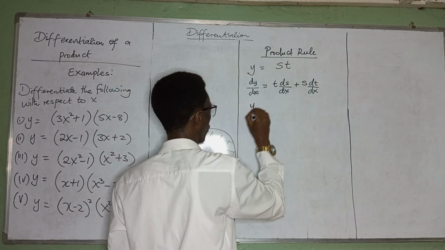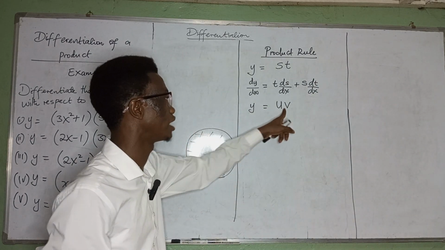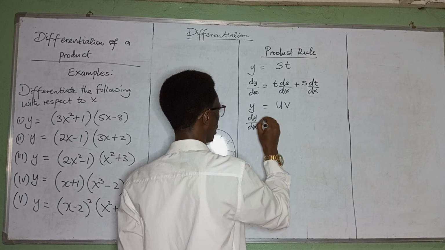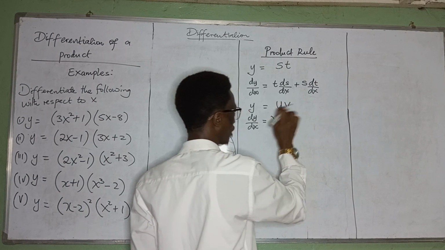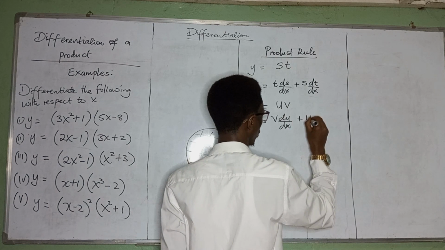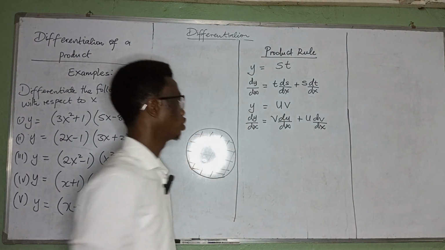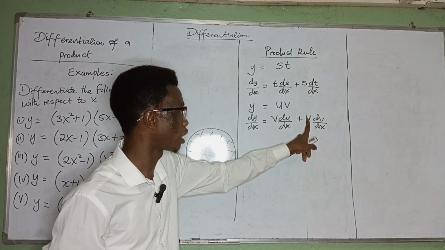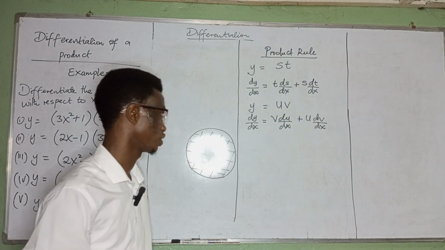Let's say again, if we have y equals uv, the same thing again: hold one and differentiate. These are functions of x, so dy by dx equals v du by dx, remember u and v are functions of x, plus u dv by dx. So you hold v and differentiate u with respect to x, then you hold u and differentiate v with respect to x.